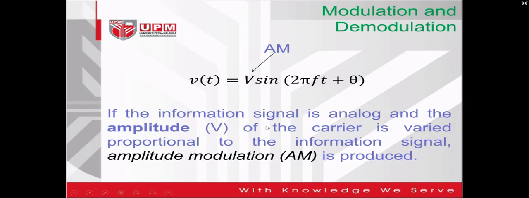Okay, in other words, I don't want you to memorize. If I see that you get this answer, that means you looked at the notes, because your final will be face to face. If the information signal is analog and the amplitude of the carrier is varied proportional to the information signal. Okay.